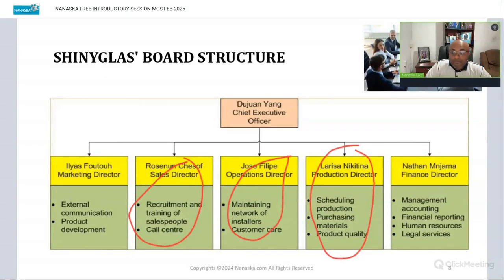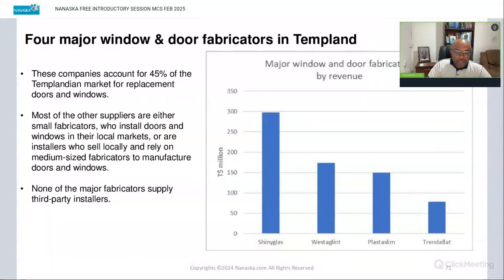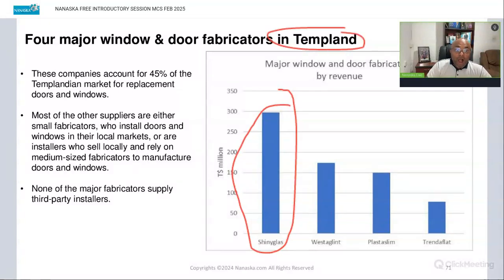We have a sales team as well. So this is the broader business that we are in. And if you go into further details in the KYP, you will see a lot of details about the organization, about the industry. To start with, we are the largest. Can we see? We are the largest in Templan, the largest player in Templan.